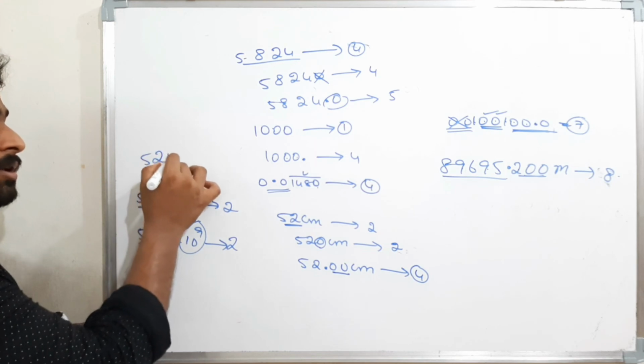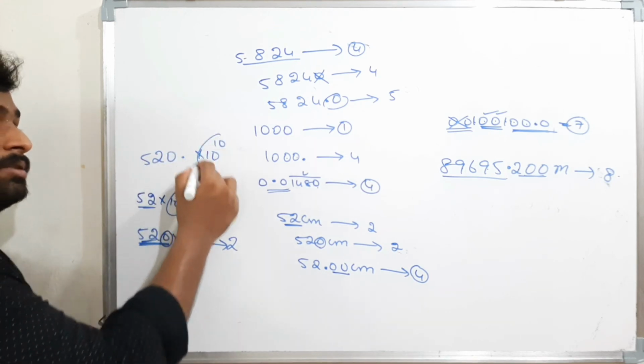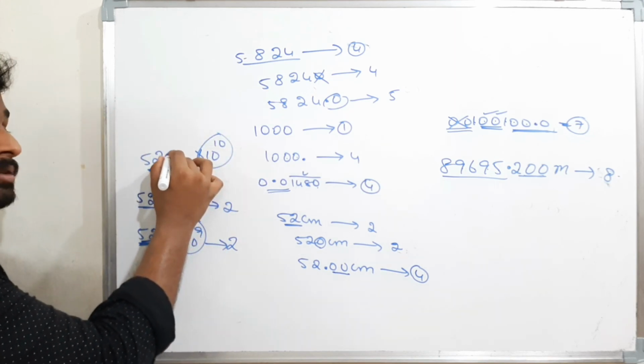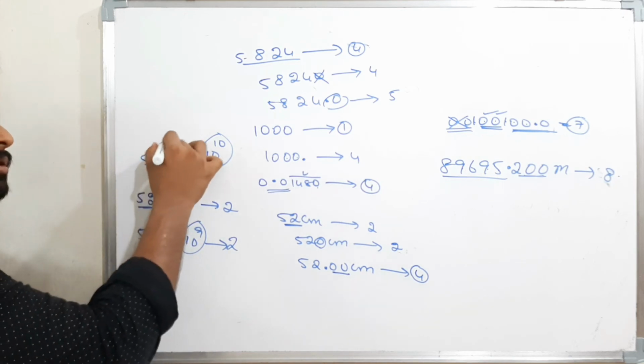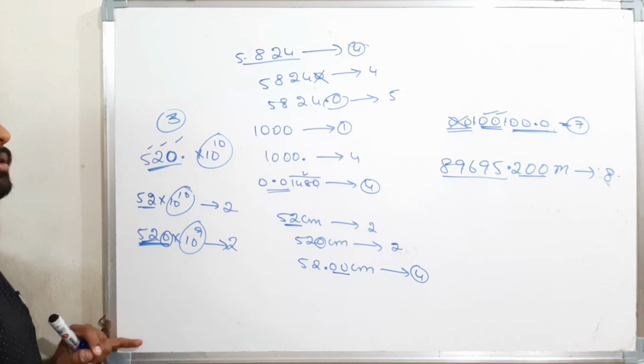Now say 520 with a decimal point into 10 power 10. How many significant figures are there? This 10 power 10 is not counted. But this 520 with a point is there. If the point is there, then the right side 0 is counted. Therefore 3 significant figures. I think all the 6 rules are clear.